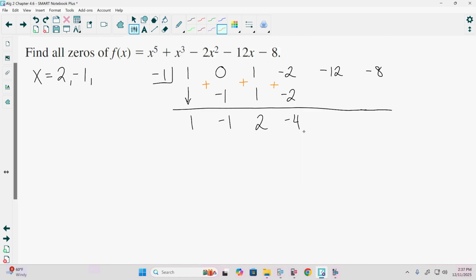-4. -1 times -4 is just 4. -12 plus 4 is -8. And -1 times -8 is just 8. Telling us that -8 plus 8 is 0.